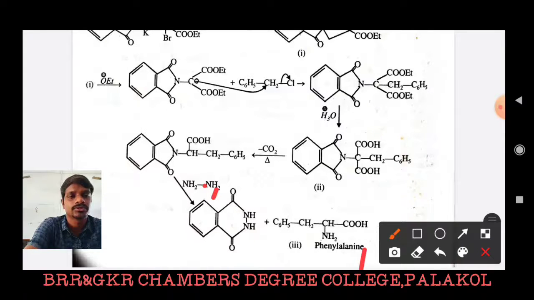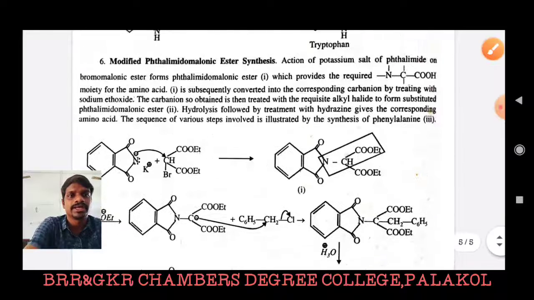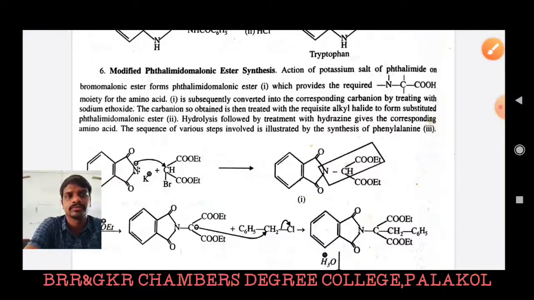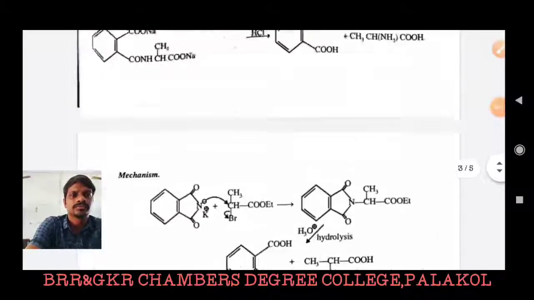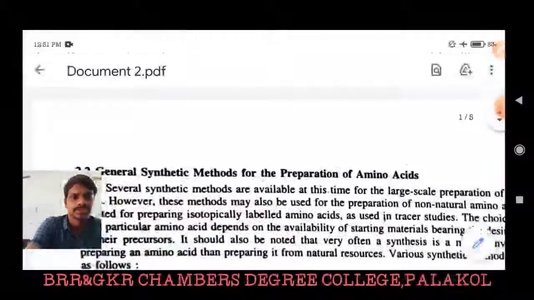So this is also the same method as phthalimidomalonic ester, but in place of a strong base, here we have to use hydrazine. So these are the 6 preparation methods for the alpha amino acid, students.